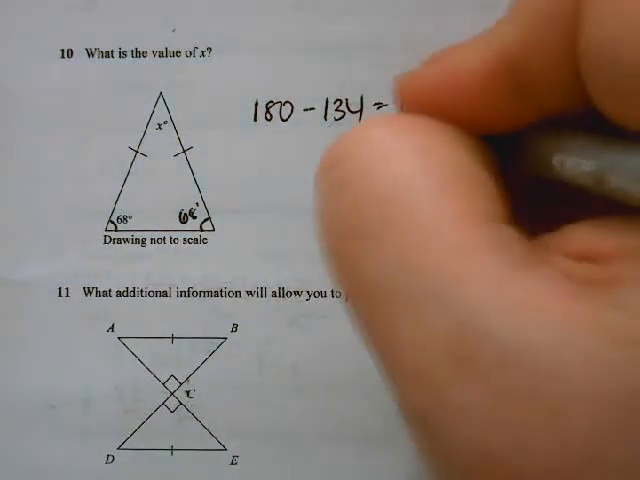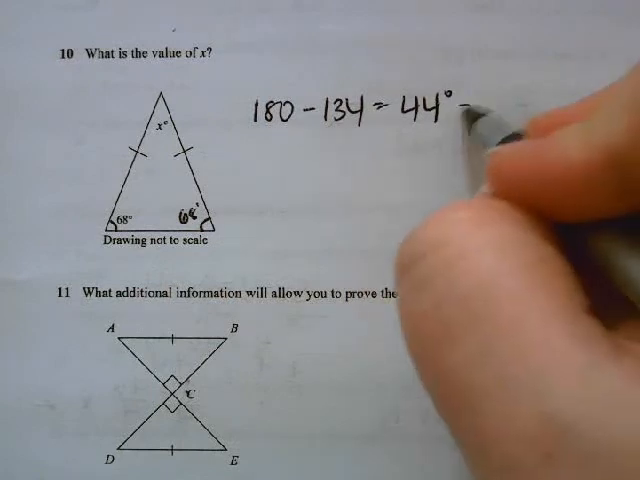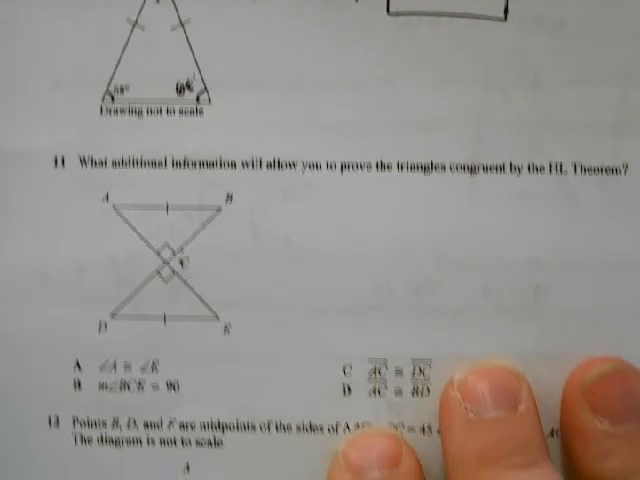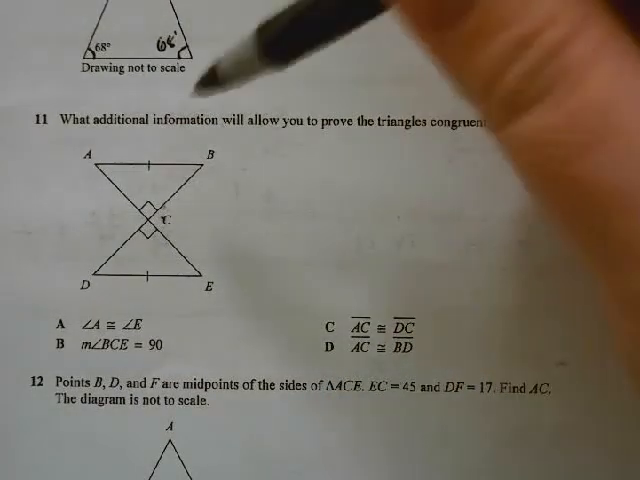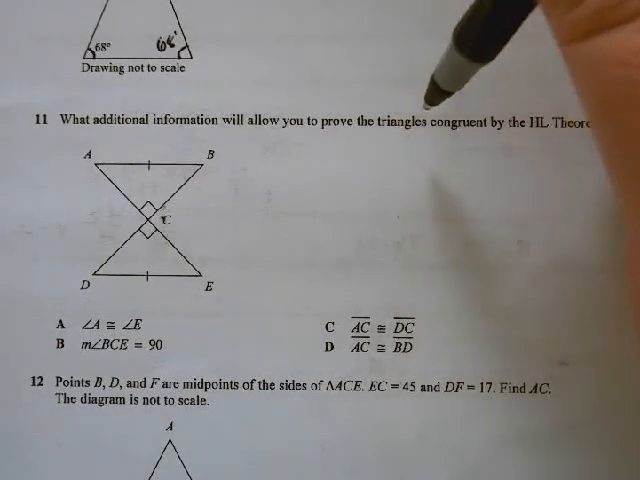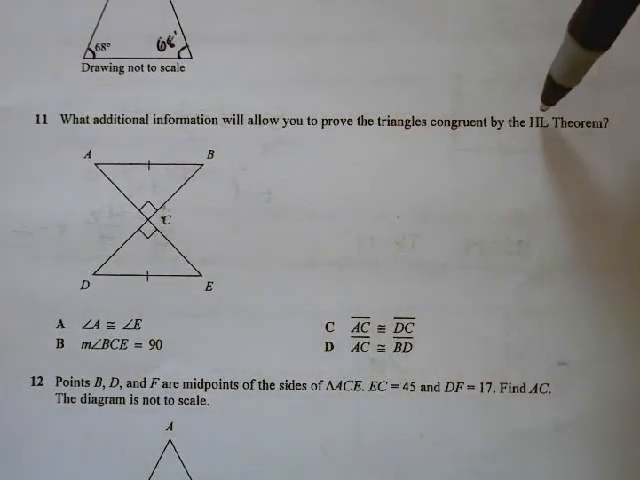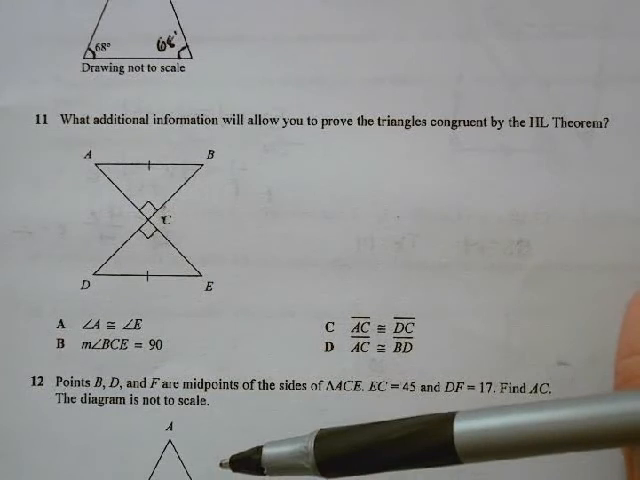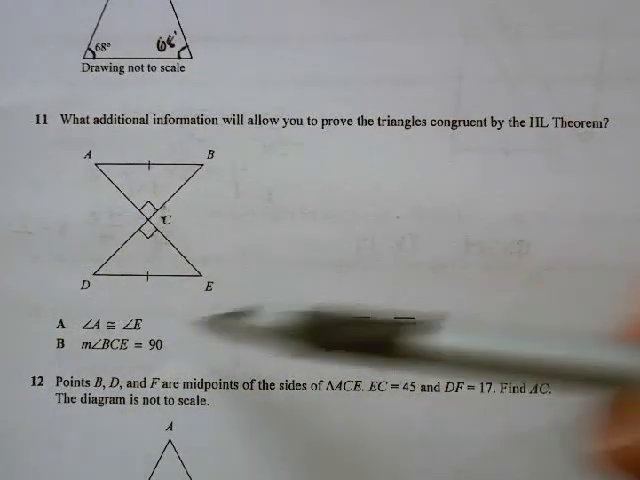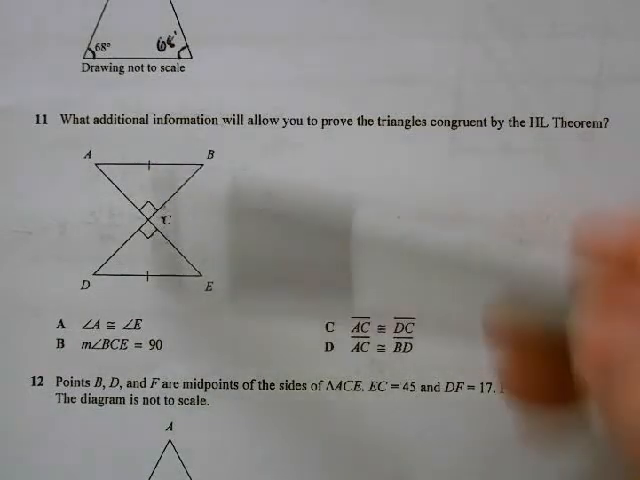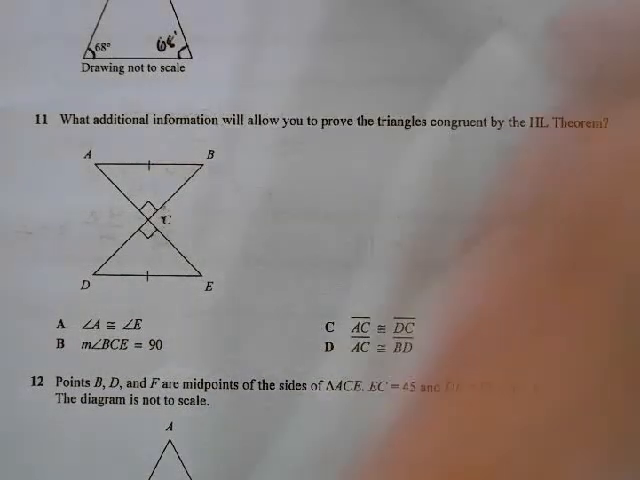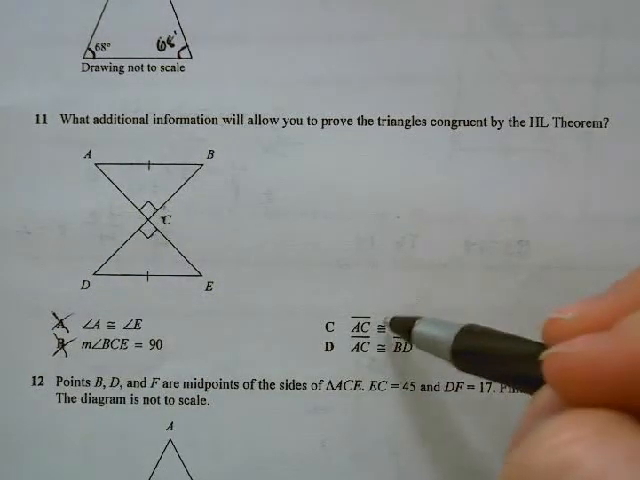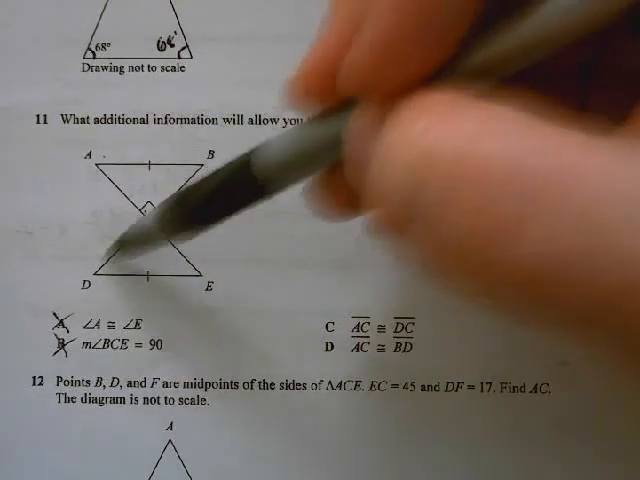Alright, number 11. What additional information will allow you to prove the triangles congruent by the HL theorem? So HL is for hypotenuse leg. We do know we already have a 90-degree angle here, so it is a right triangle. We are already given AB congruent to DE, and those are hypotenuses. So, what are these options? I need a leg, so I automatically know I don't need anything about angles. So this says AC is congruent to DC. That would definitely be a leg, and that would work. Or AC congruent to BD. That would definitely not work. So our answer there would be AC and DC.